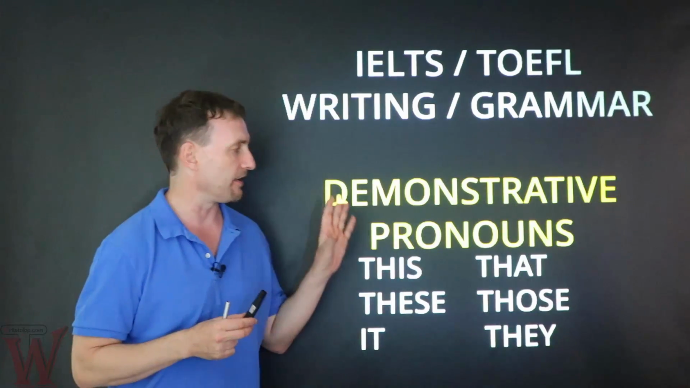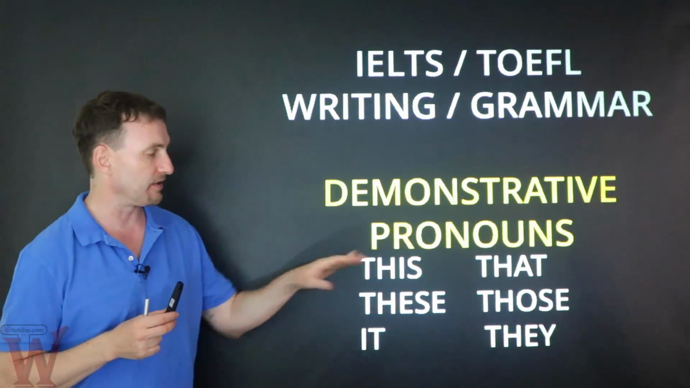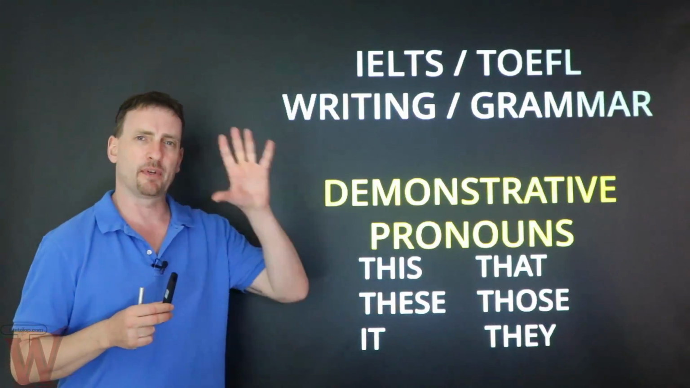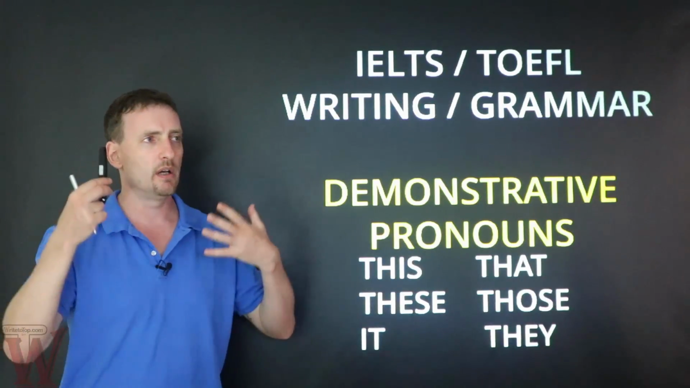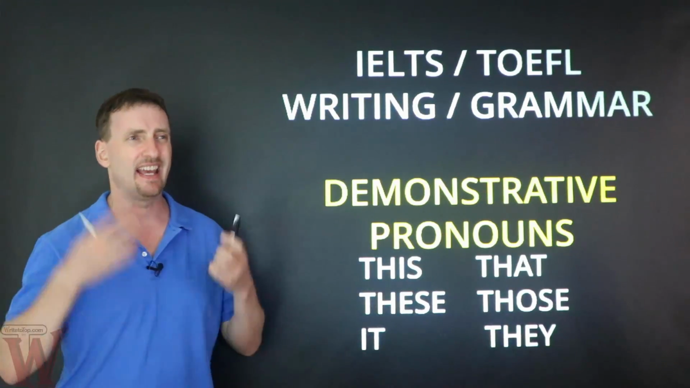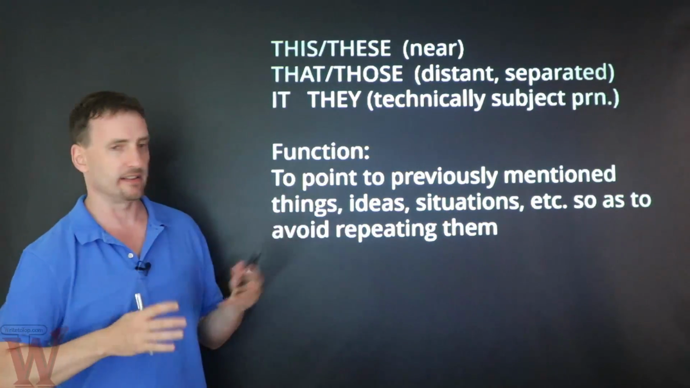So what we're going to look at are the demonstrative pronouns. That's this, that, these, those, it, and they. And I'm going to explain to you what their function is, how to use them, and then I'm going to show you how many people are making mistakes and how this can be confusing to the reader. Okay? So we're going to start with the basics.